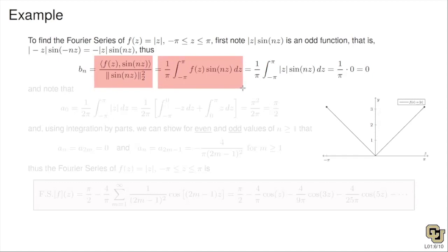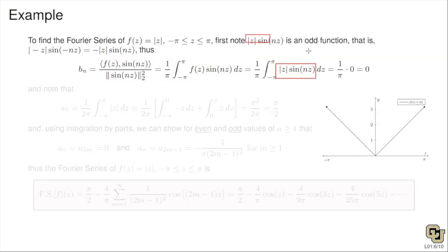I mean, we should know them both, I guess. And so now we use some good old fashioned Calc 1 geometry. The absolute value is an even function. Sine is an odd function. Even times odd is odd.